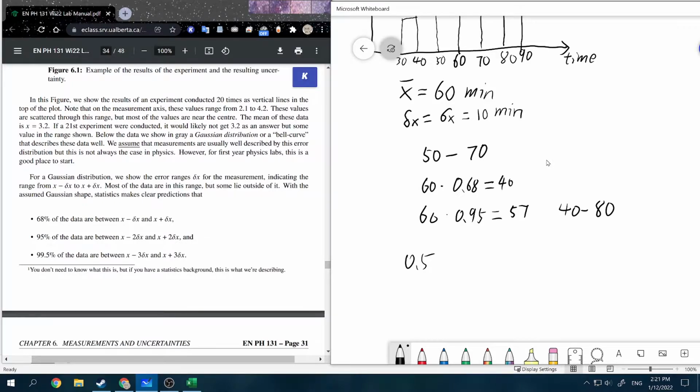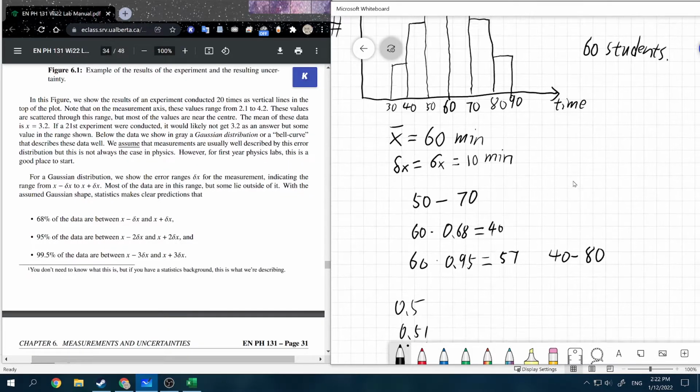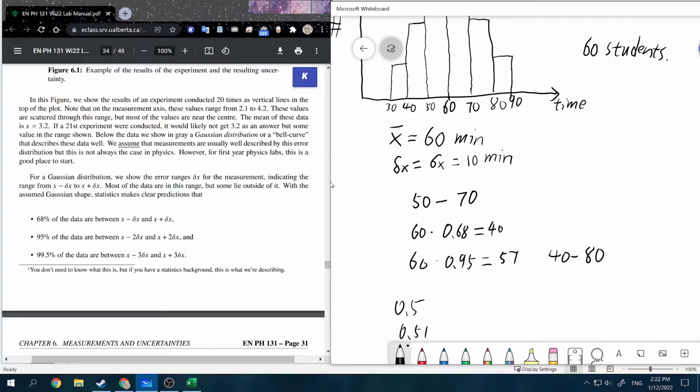It's not going to be exactly like 0.5. It's going to be 0.51 sometimes, or 0.49 sometimes. It's going to be around this value, but it's not going to be exact if you have different people measuring this. So if you take the average and then take the standard deviation, that is what you are going to report. Like in this case, it's 60 plus minus 10.